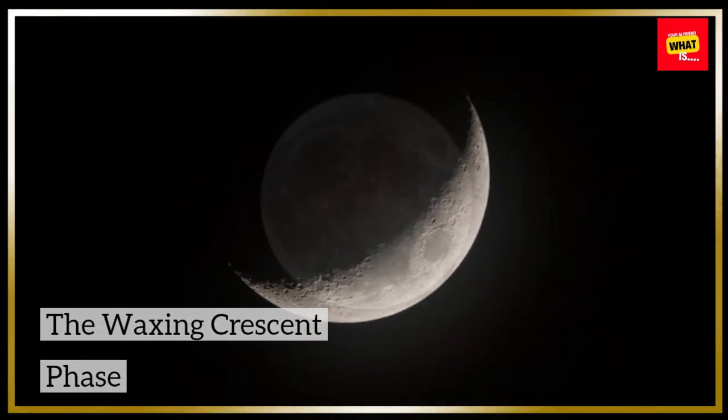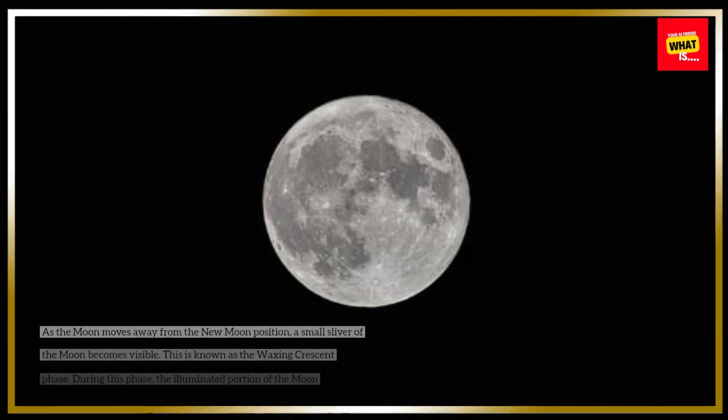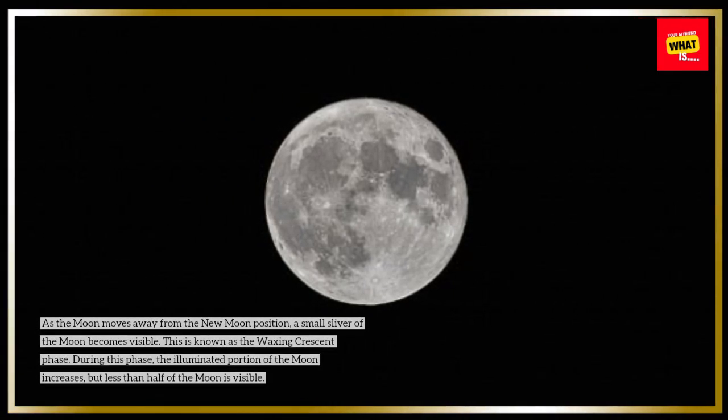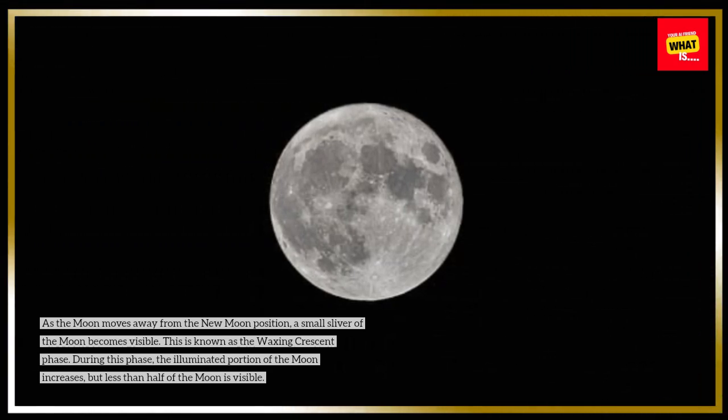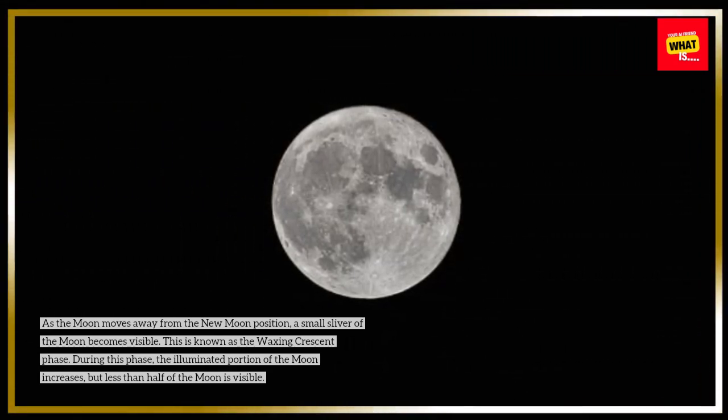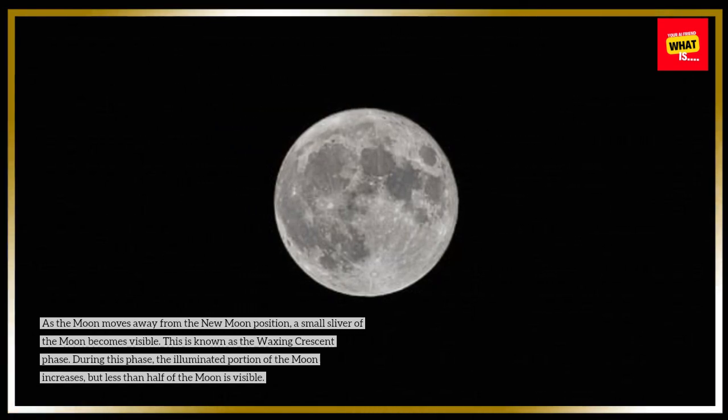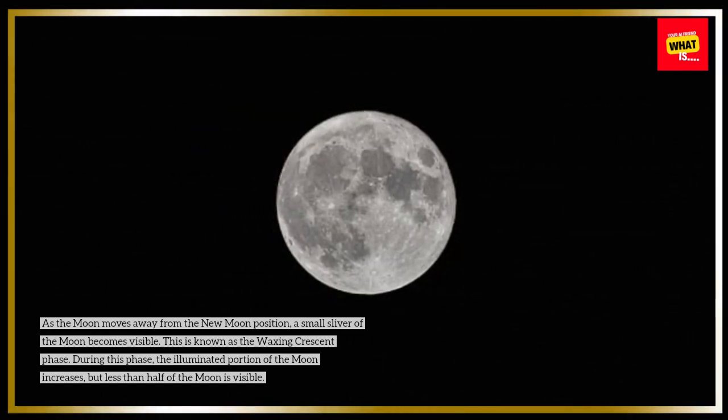The waxing crescent phase. As the moon moves away from the new moon position, a small sliver of the moon becomes visible. This is known as the waxing crescent phase. During this phase, the illuminated portion of the moon increases, but less than half of the moon is visible.